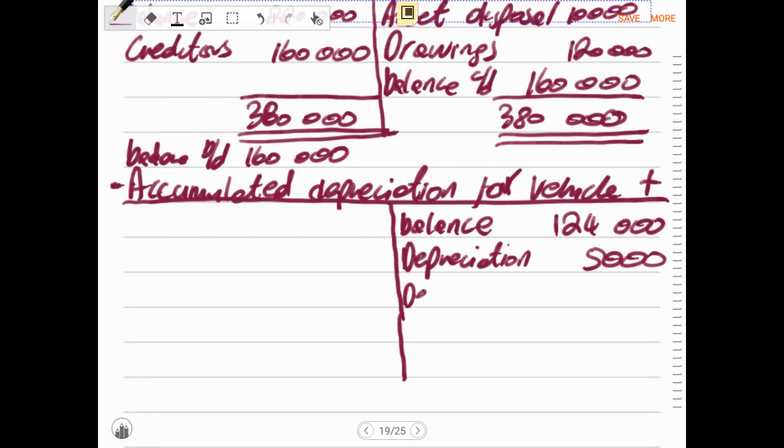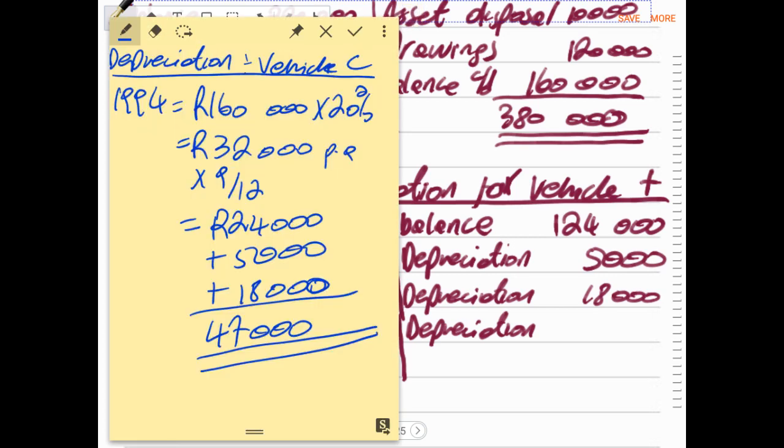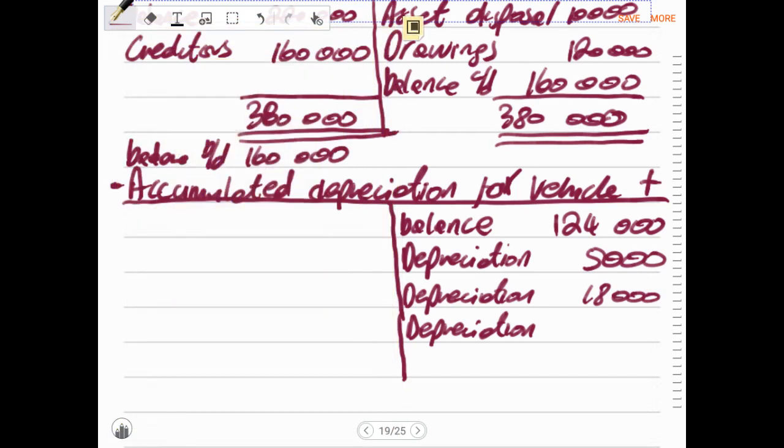And depreciation for motor vehicle B is 18,000 rands. And depreciation for motor vehicle C, let us check, is 24,000 rands. So now we record that as 24,000 rands. So now we have all the depreciation separately.